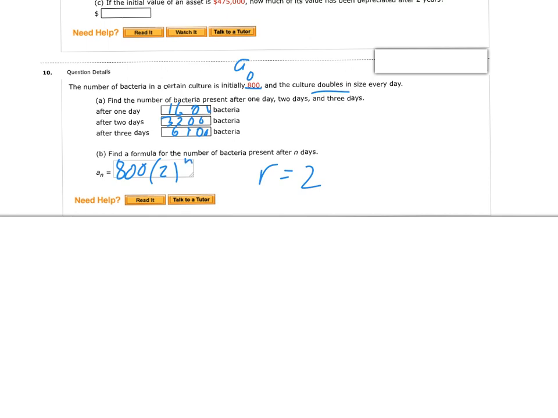If you wanted to use the a sub 1 version, you could say 1600 times 2 to the power of n minus 1, and that would work as well.